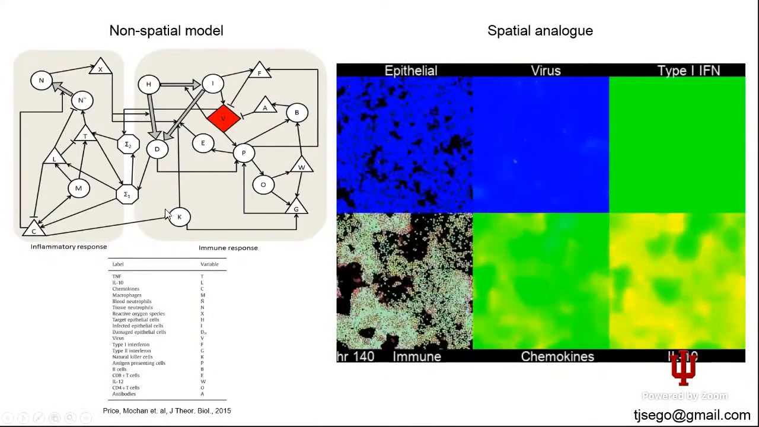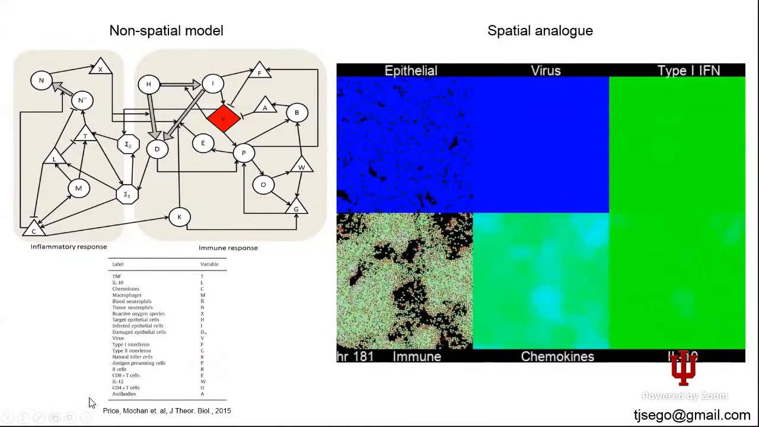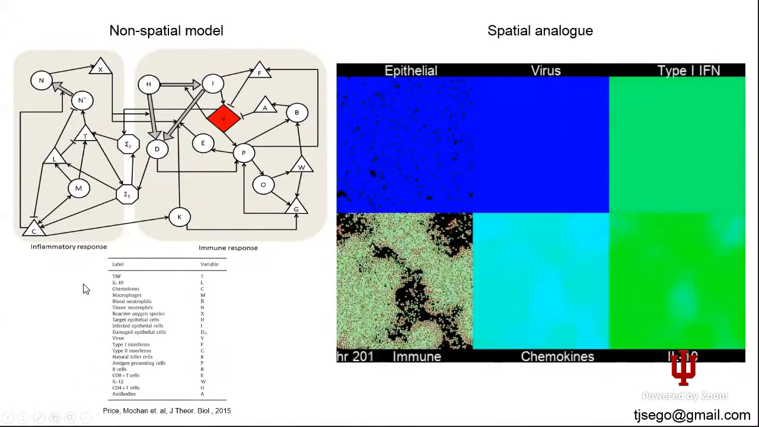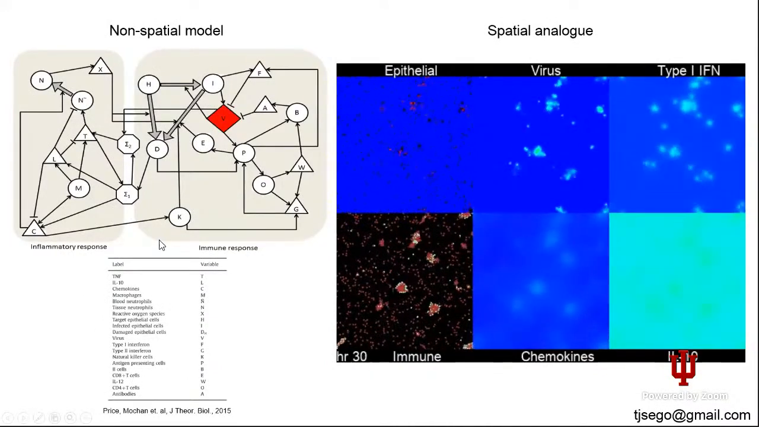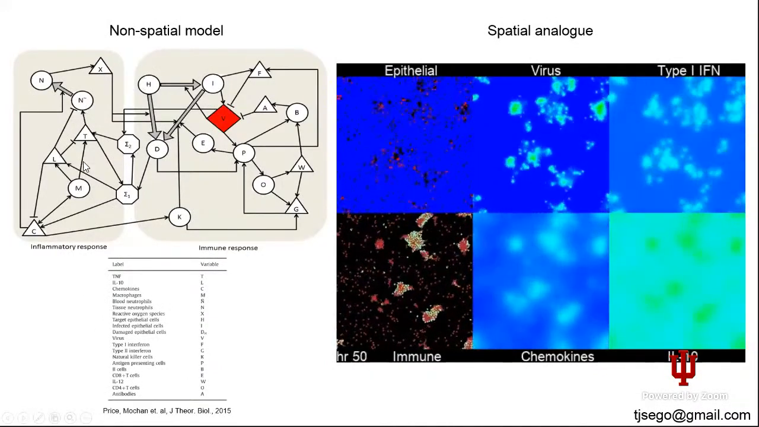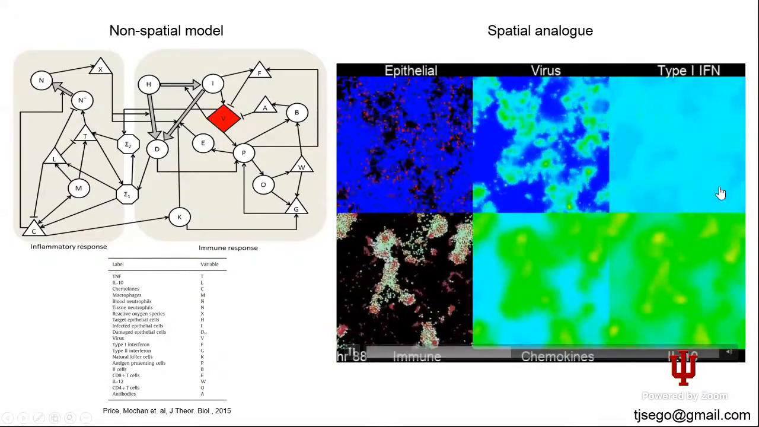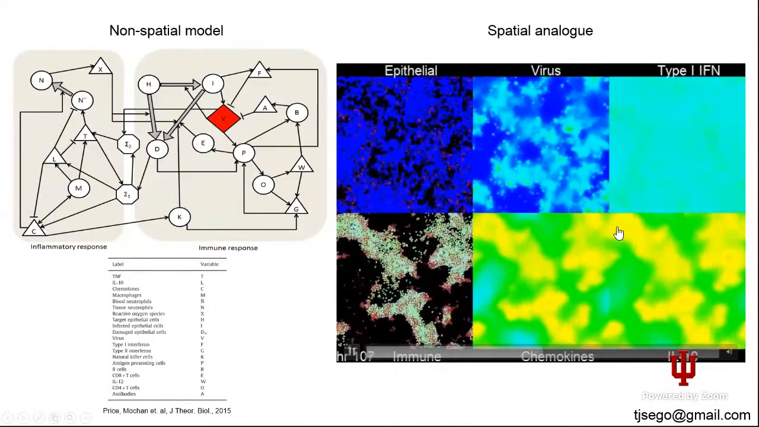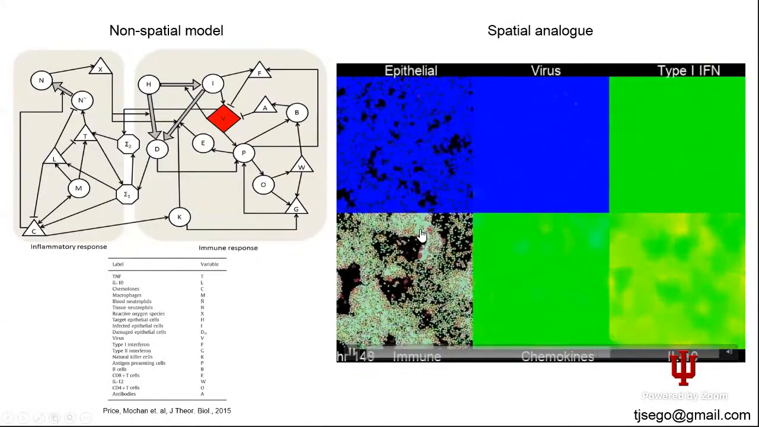This is a non-spatial model developed by some of our friends at the University of Pittsburgh. This was calibrated to mouse model data very well. And our project in this case was to take this system of 20 ordinary differential equations and generate a spatial analog. And that's what you see here on the right. So this is one of the test cases in those simulations.